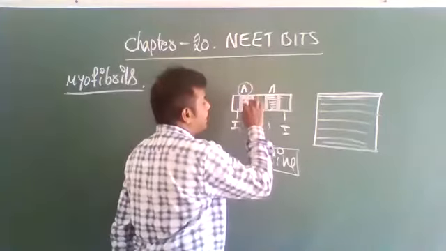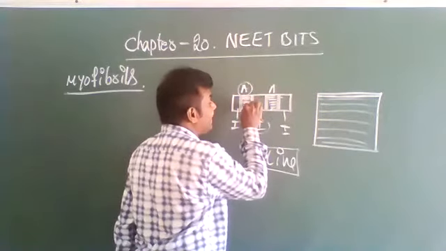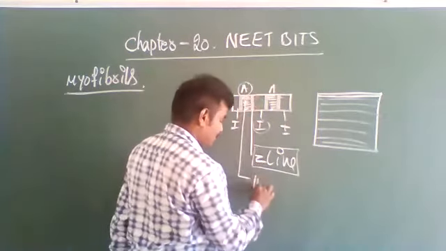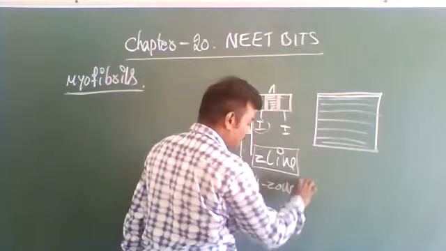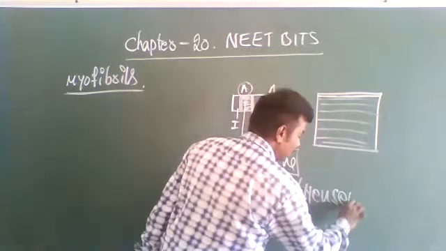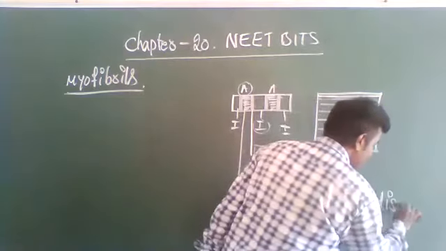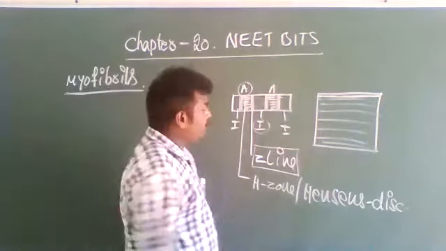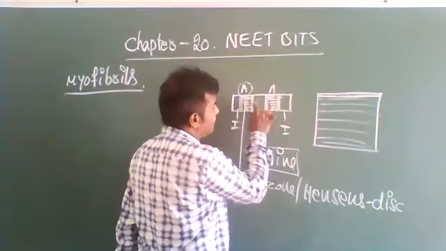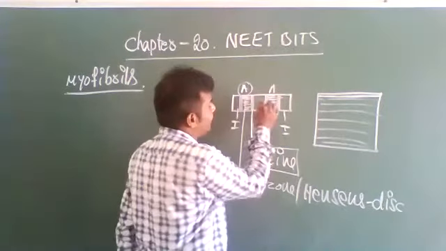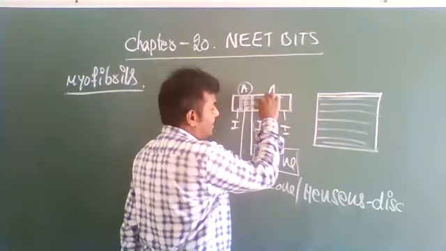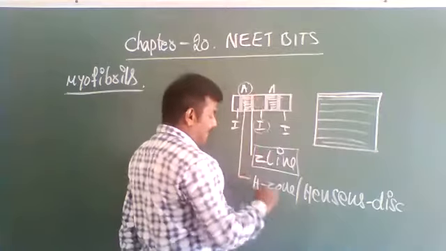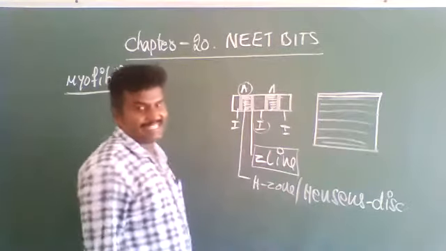Within the center of the A band there is a lighter area. Those lighter areas are called the H zone or Hensen's disc. So that's all. Within the center of the I band, the darker area is called the Z line. Within the center of the A band, the lighter area is called the H zone or Hensen's disc.